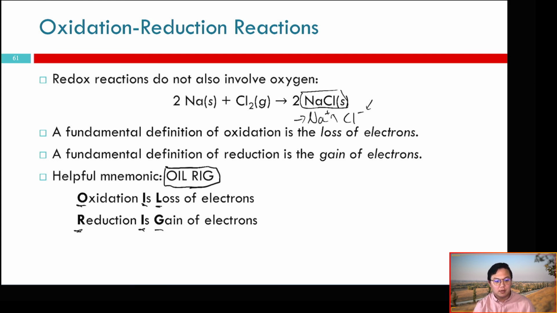Okay. So if you see O2 out there by itself, then that's zero charge, for sure. Okay. Cool.